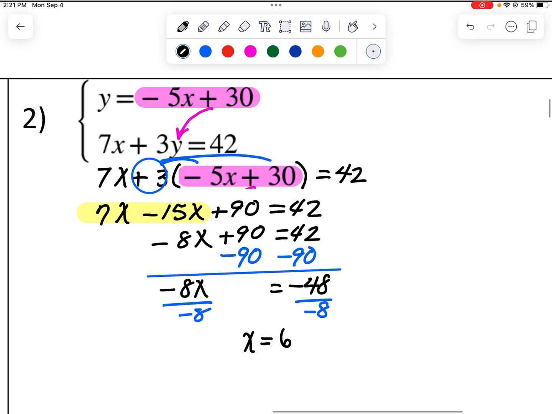And now I know x is equal to 6. Yay, yay, yay. Winner, winner, chicken dinner.